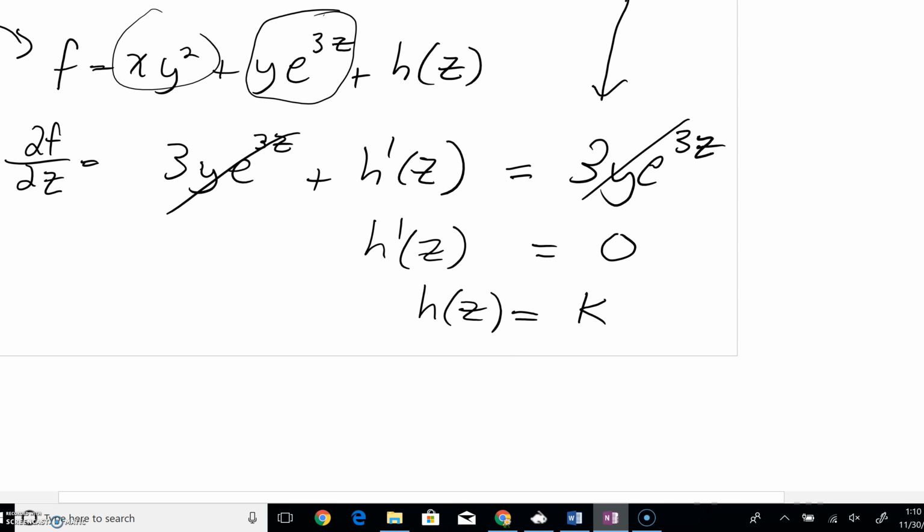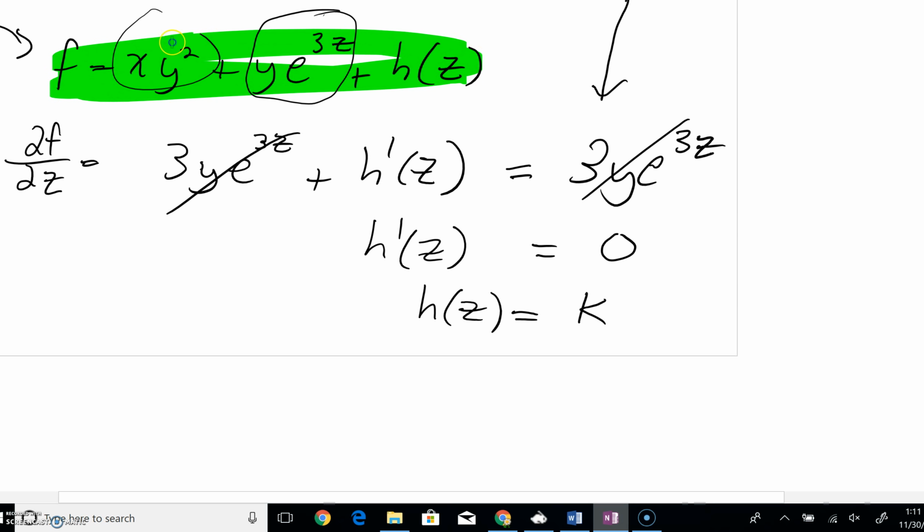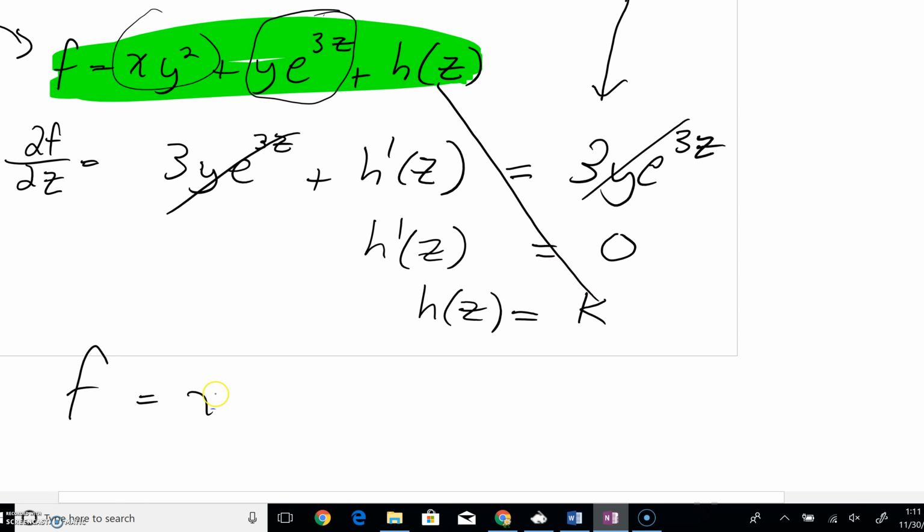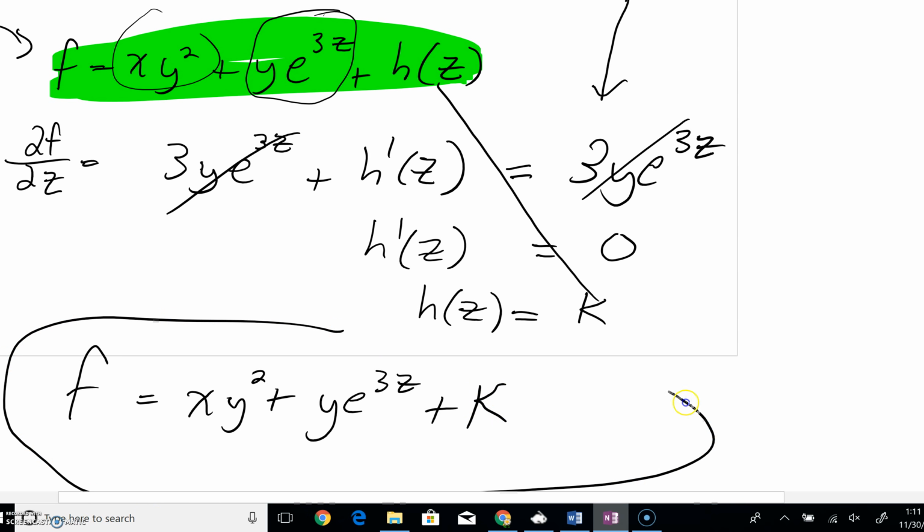So, look, I'm going to go back to what we had earlier. And this is pretty much wrapping it up. We said, hey, this is it. Here's your f. And then we could say, well, plug in your h of z right now. And you've got x y squared plus y e to the 3z plus some constant k. That's your function of x, y, and z.